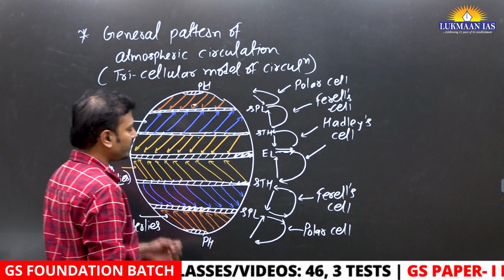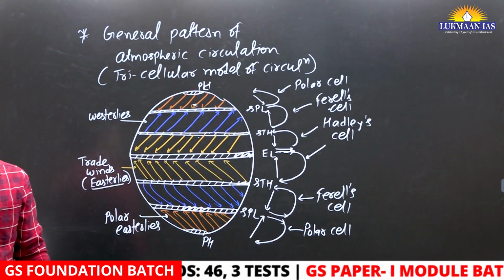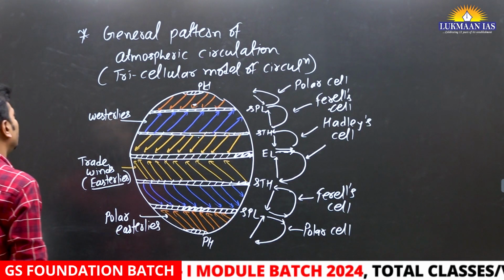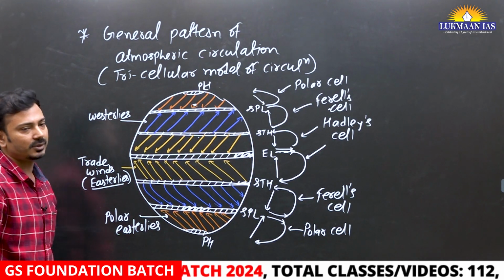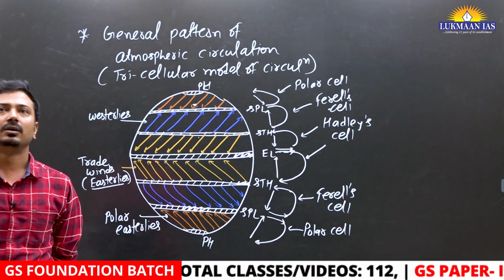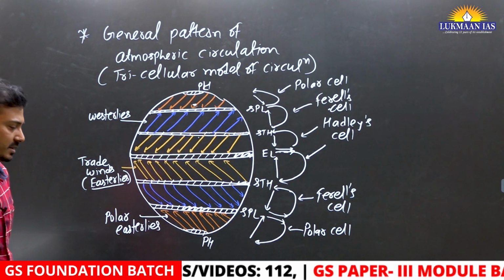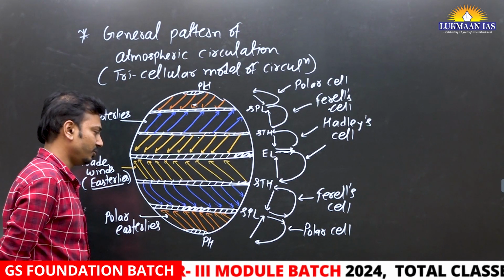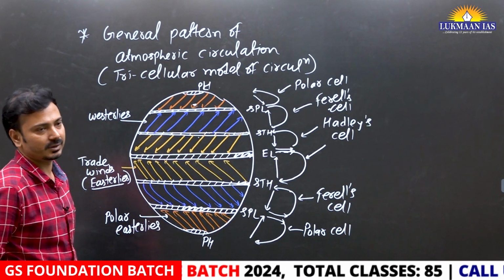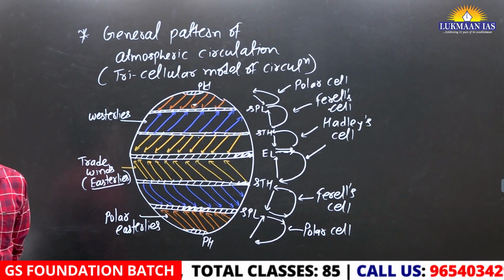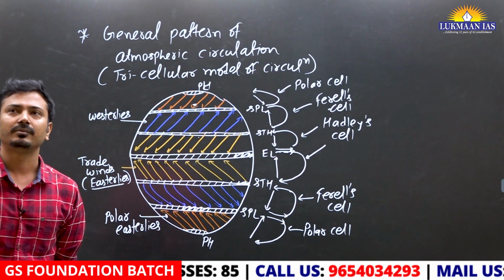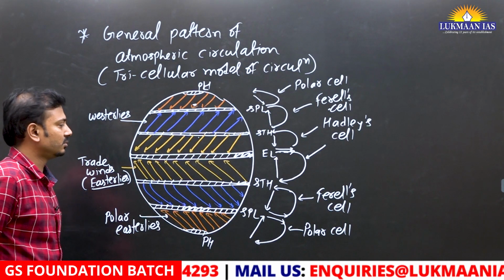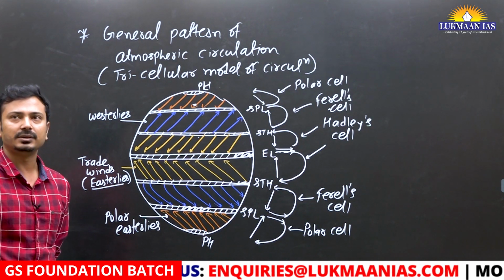This diagram is very, very important. This is a pending question in the mains examination also. The general pattern of atmospheric circulation, or the tricellular model. We have asked this question even in the mains test series many times, because today or tomorrow UPSC will surely ask this question. Heat budget and this one. Is this clear?